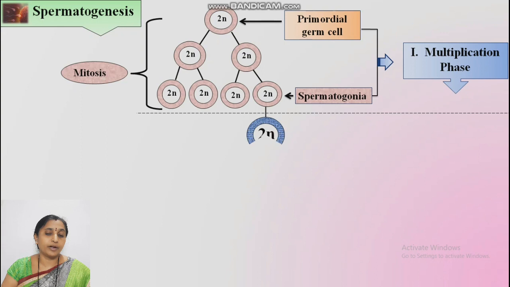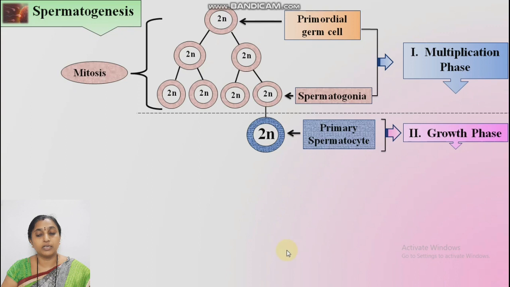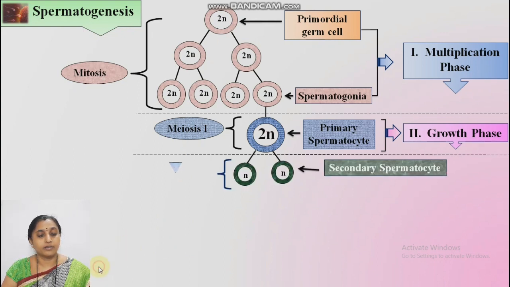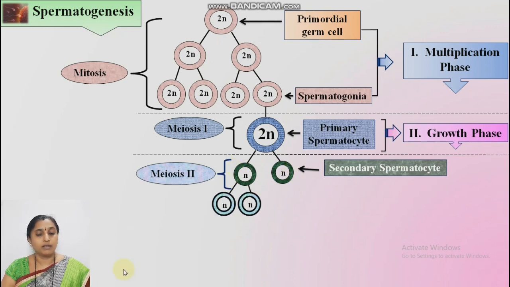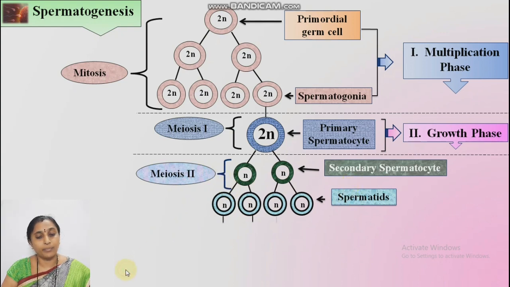These spermatogonia, see here, are also diploid like the primordial germ cells. These primary spermatocytes undergo growth. So it is known as the growth phase, no division. Then it undergoes meiosis 1 and forms secondary spermatocytes, which are haploid. See in the diagram, n, that is 23 chromosomes. These haploid secondary spermatocytes undergo meiosis 2 to form the spermatids, which are also haploid.